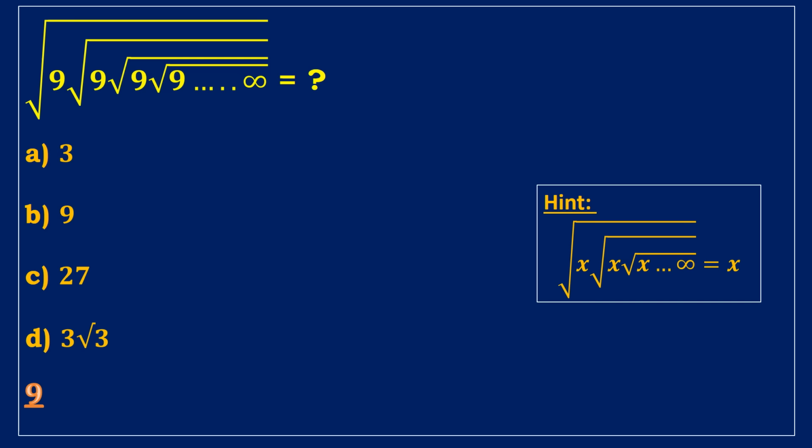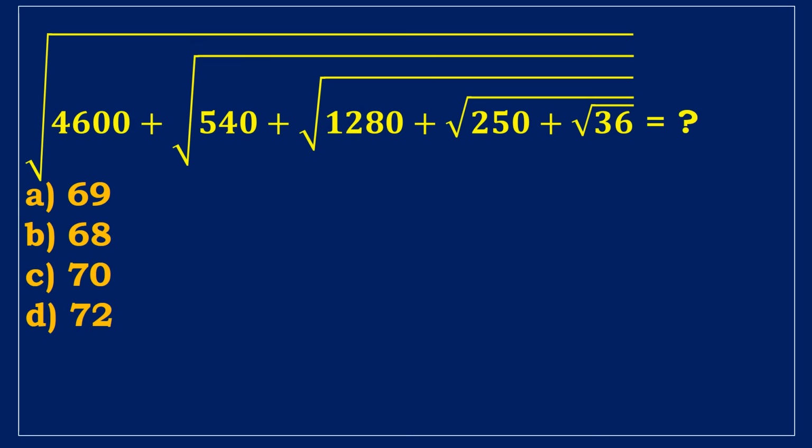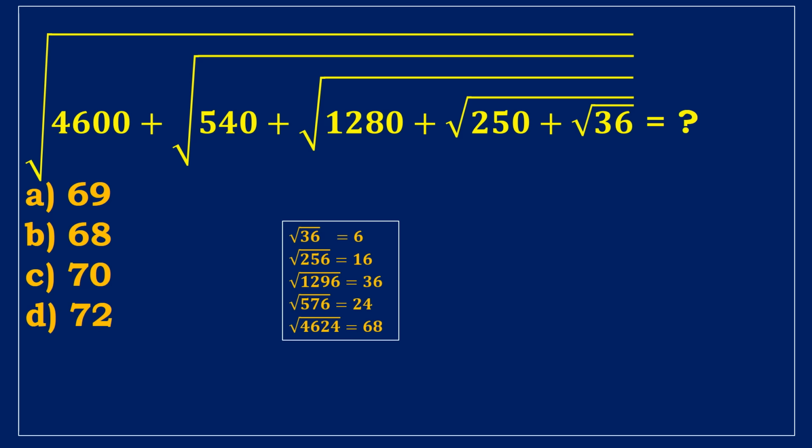Let us consider another example in the nested radical function. How to simplify the square root of 4600 plus under the square root of 540 plus under the square root of 1280 plus under the square root of 250 plus under the square root of 36. The square root of 36 is 6. Then it is added to 250, and the value becomes 256.